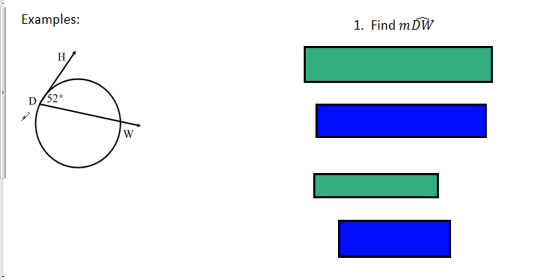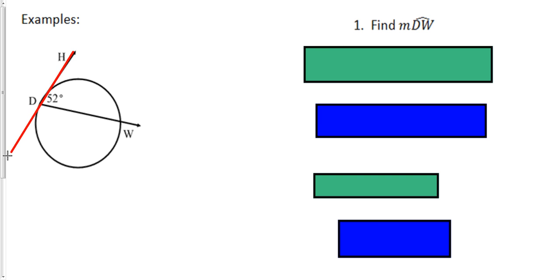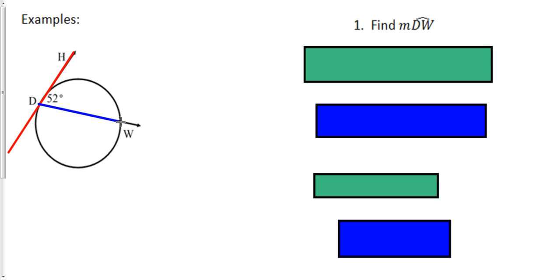Similarly, here's our tangent line. I'll draw that one in red, going from H to D. It only touches the circle once and then continues on. Here is our chord. I'm going to do this one in blue again, going from D all the way to W. The angle it makes is 52 degrees, so we need to find this arc measure. So what would this measure be in degrees?